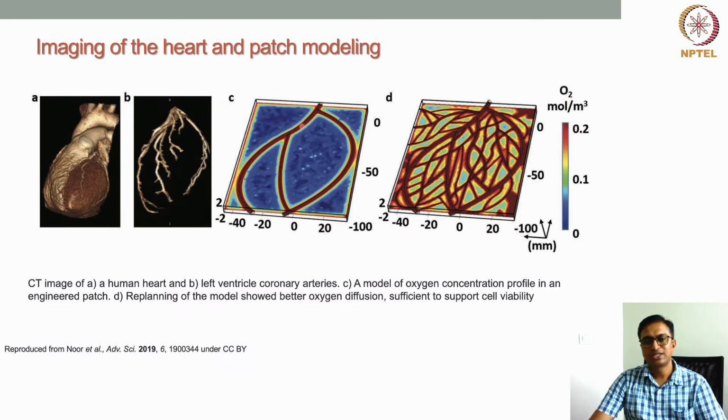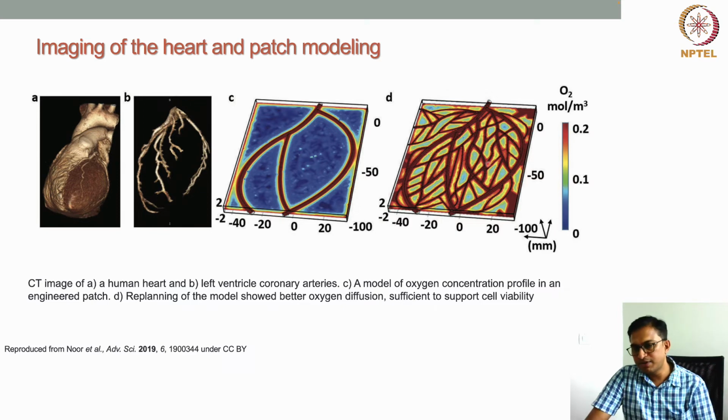So you see that the cells present near the coronary artery have high or good oxygen concentration, but in the other areas the concentration is very low because the oxygen cannot diffuse to the large area within the construct. So further optimization is required to generate the vascular tree. Again they have come up with a replanning of this vascular tree. In this case, most of the tissue is getting a good amount of oxygen, so the cell survivability will be good.